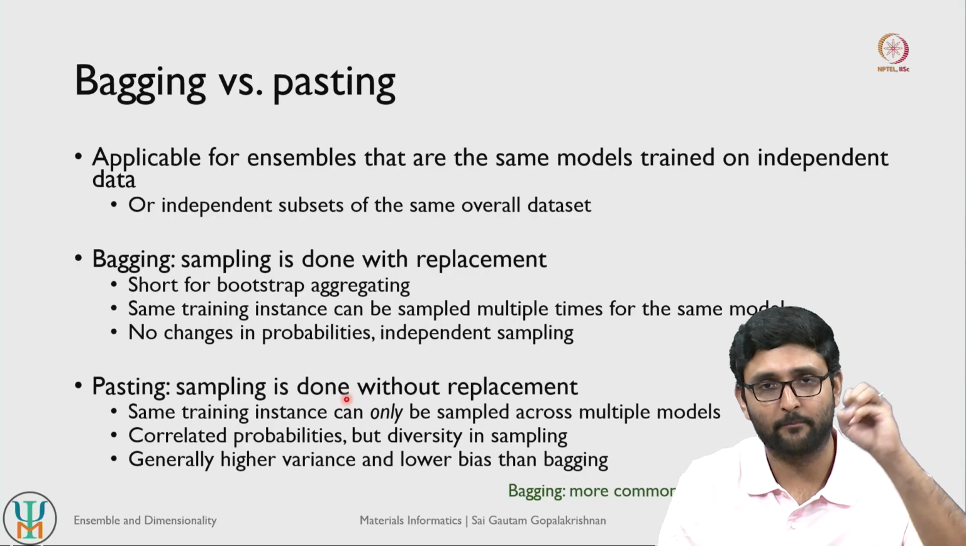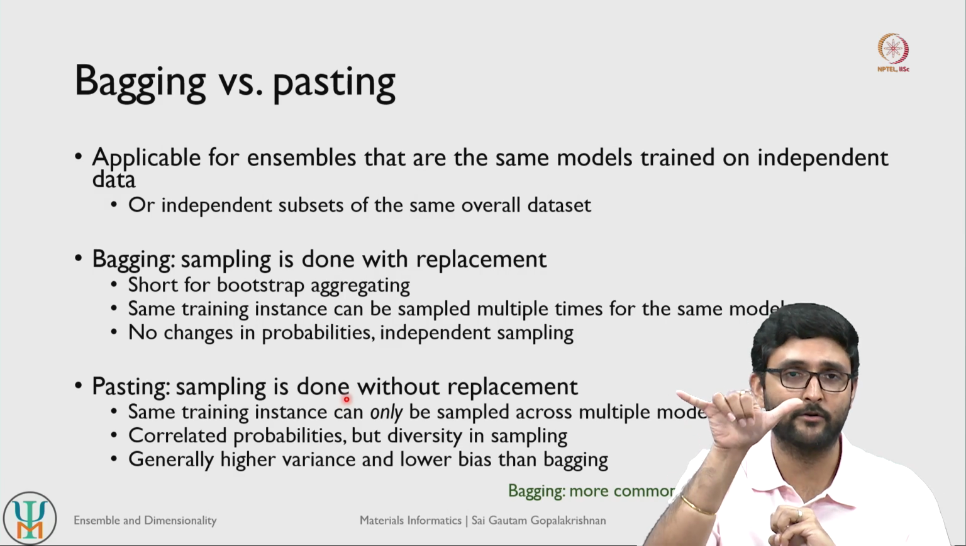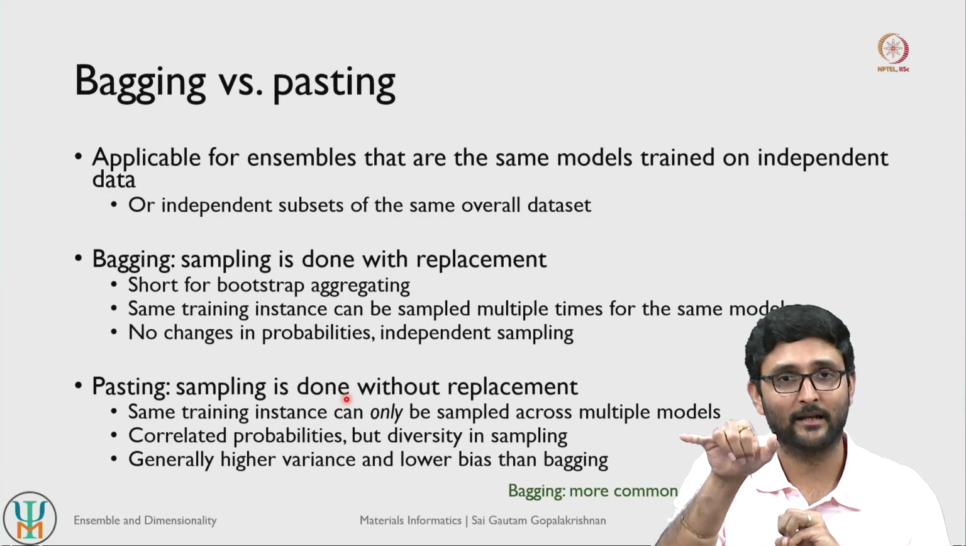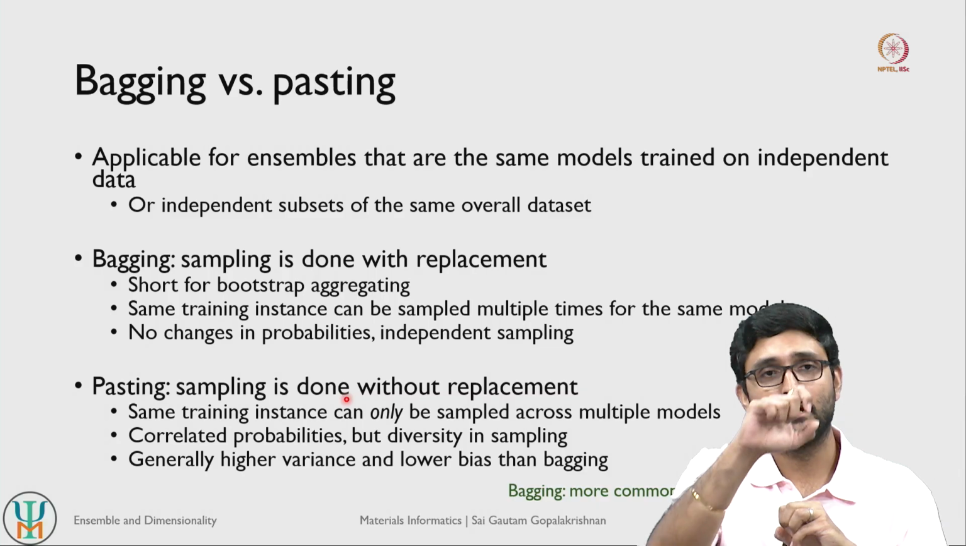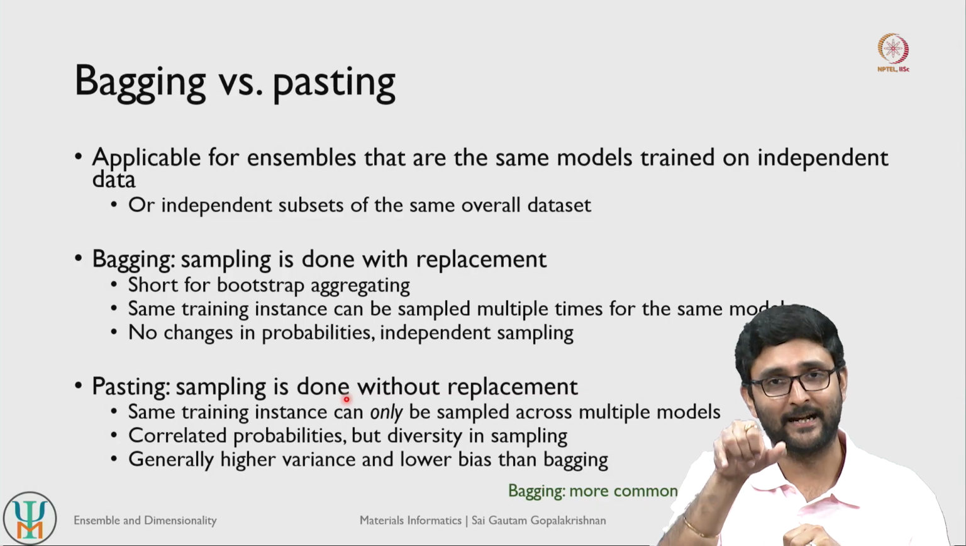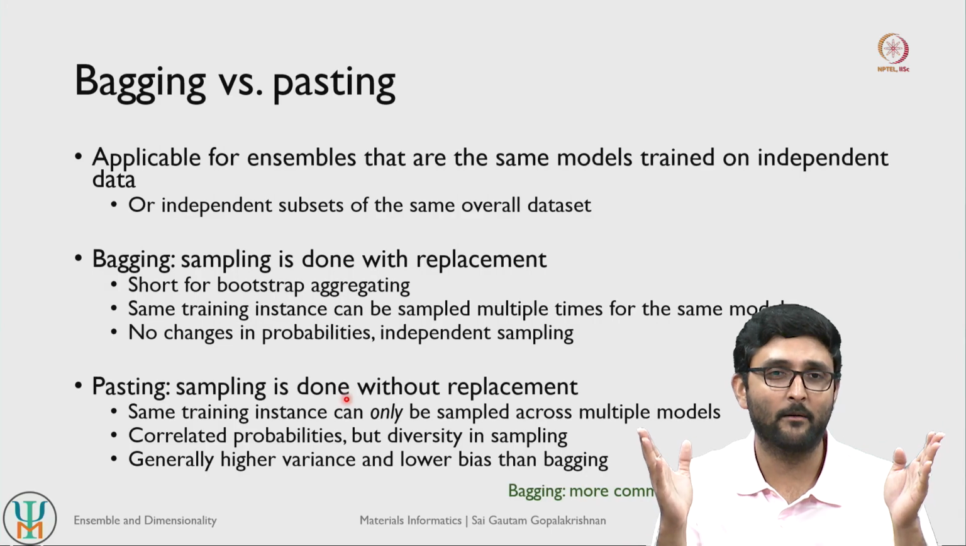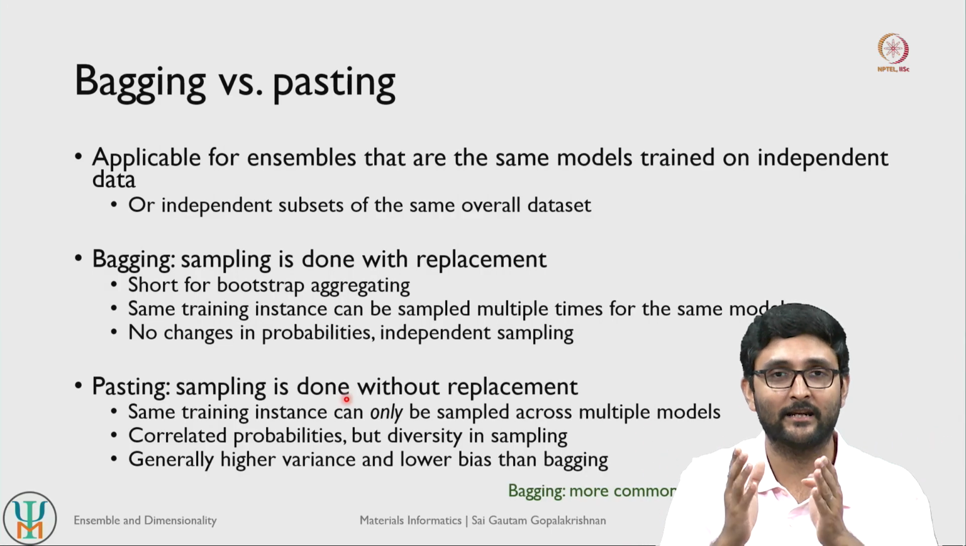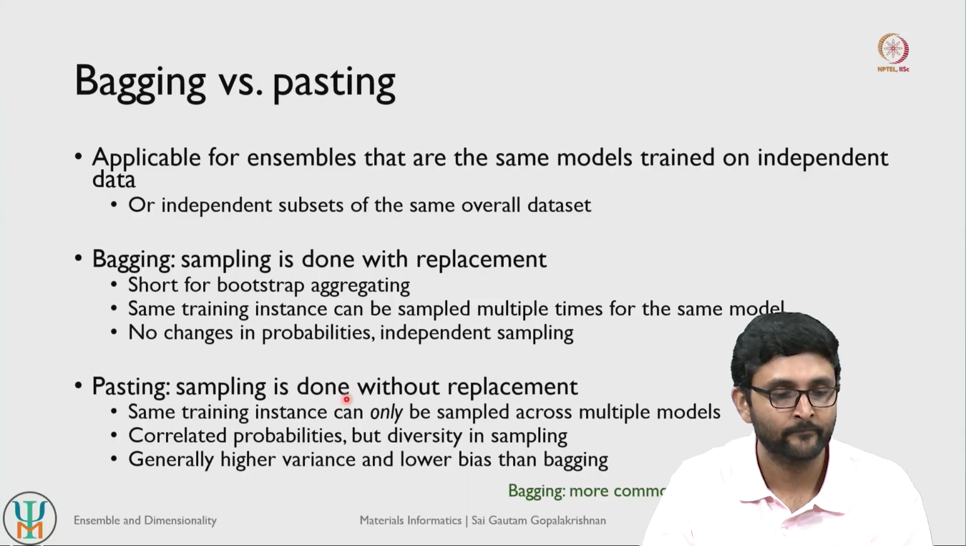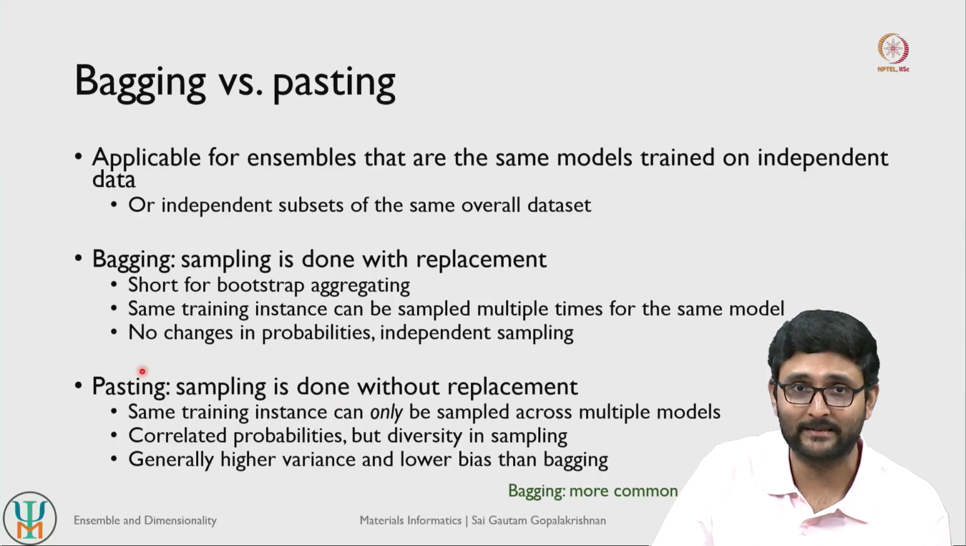You sample the first data point, you do not replace it back, so now your overall data set becomes 99, right, it's no longer 100. You sample the second data point, it becomes 98, you sample the third data point, it becomes 97, and so on. So you see that the probability of sampling data points keeps changing as you sample more and more data points, right. So that is what pasting does.